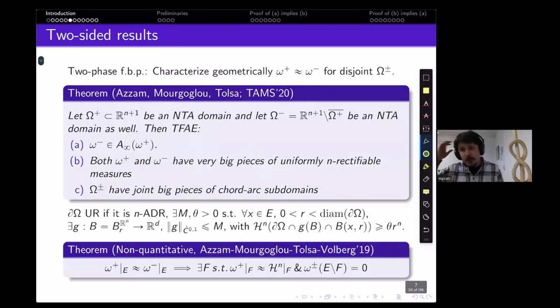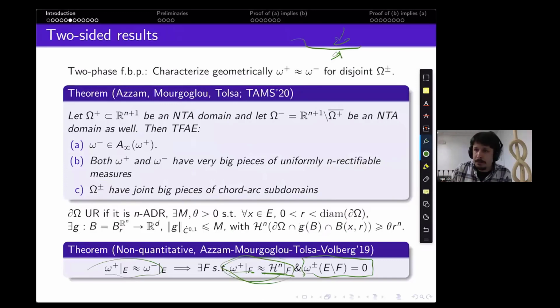Now, there is a non-quantitative version of this theorem, which is just one implication, I think. Whenever both harmonic measures are mutually absolutely continuous, then this implies that almost everywhere, with respect to the harmonic measure, it is mutually absolutely continuous with respect to the surface measure. So when the measures from the inside and from the outside are mutually absolutely continuous, then the boundary needs to be somehow flat. At least it's rectifiable. So the harmonic measure is comparable to the Hausdorff measure, the surface measure.